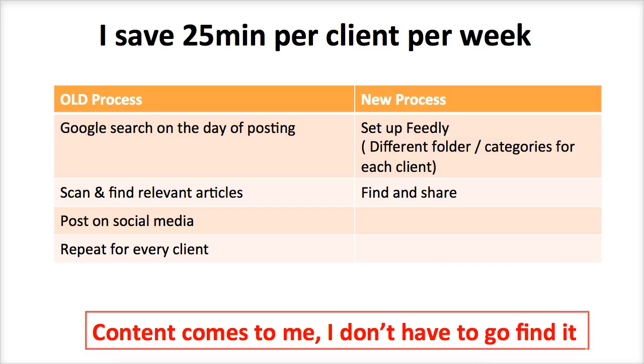And I want to share this with you real quick. I save 25 minutes per client per week by using this content curation process. And this is what my old process used to look like. On the day of posting to my clients' social media channels, I would go to Google and search something relevant to their industry. I would scan and find relevant articles, post on social media, and repeat for every single client.